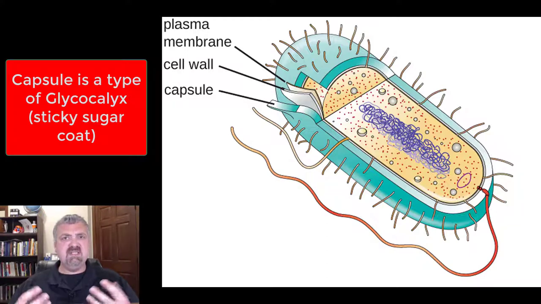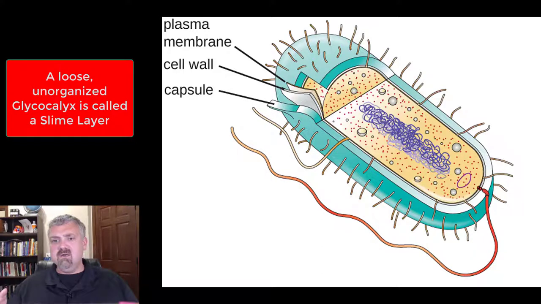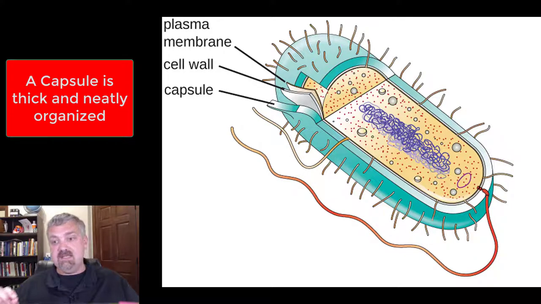Microorganisms are able to produce these gelatinous, sticky polymer substances that are usually a combination of carbs or proteins, or can be both, but they're wildly different amongst organisms. They have this material that they can spew out onto themselves and coat themselves with. If it's loosely laying on there and unorganized, it's called a slime layer, but we generally care about the neatly organized capsules. So a capsule is an example of a glycocalyx.